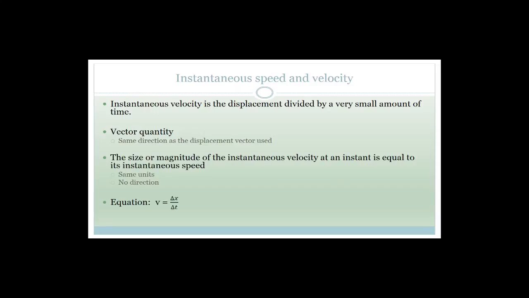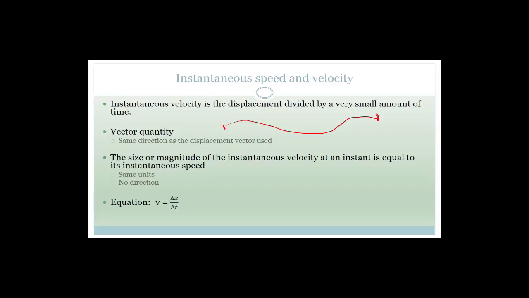Okay, so now let's talk about instantaneous speed and instantaneous velocity. Instantaneous velocity is when we take the displacement and divide it by a very small amount of time. In other words, we find the velocity of the person at a tiny, tiny point. We take the displacement divided by some very small amount of time, and that is a vector quantity. It has the same direction as the displacement used. So let's say you've got some dude and he's traveling along this path, okay, here's the path.